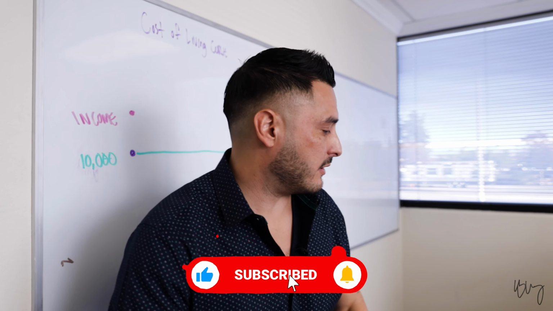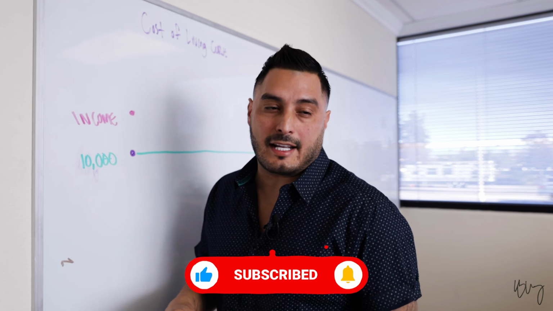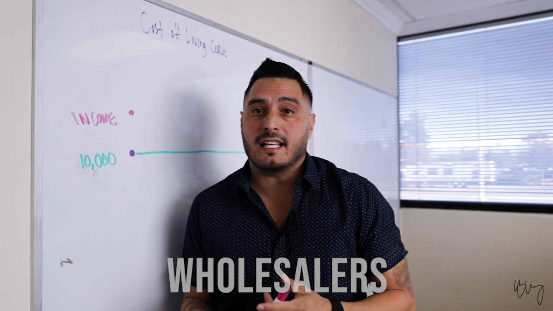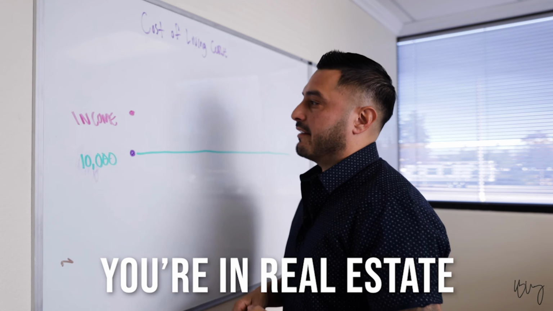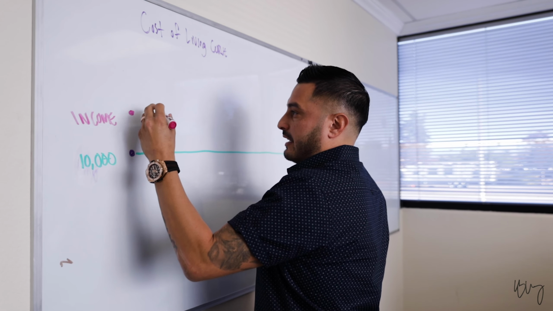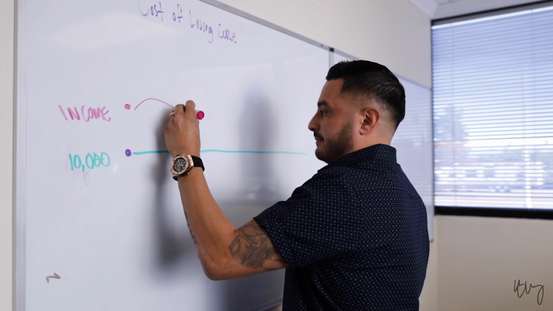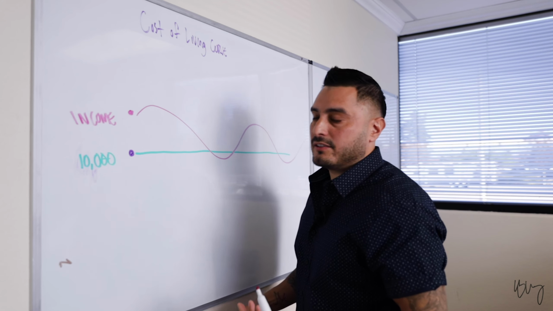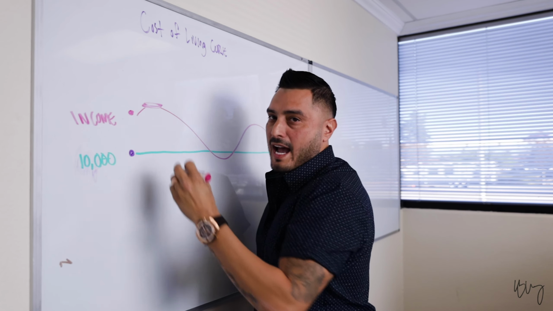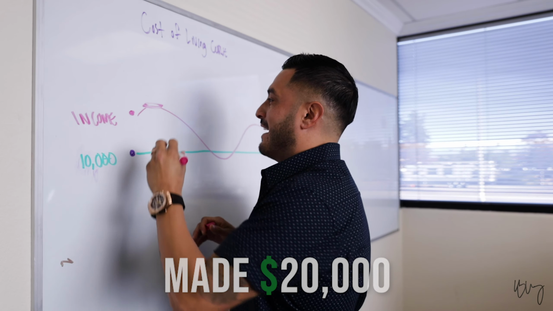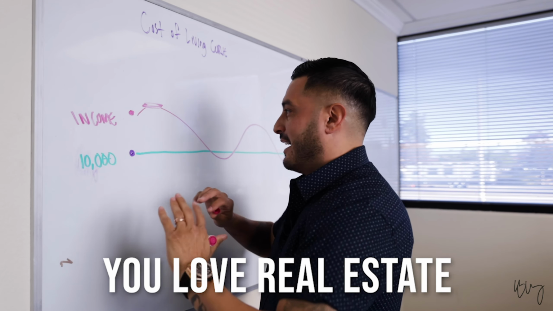Now, here's what happens. Your income. Let's assume you're in real estate, because I know a lot of you guys that follow me are either wholesalers or fix and flippers, or you're in real estate, right? Your income, which is what this line represents, a lot of times goes like this, right? Now, if you take a close look at this, up here is where you're cashing a check, right? You just made 20 grand, everything's good, you love real estate, blah, blah, blah.